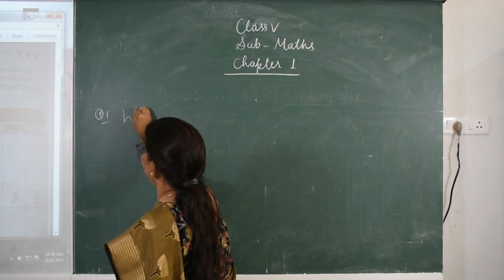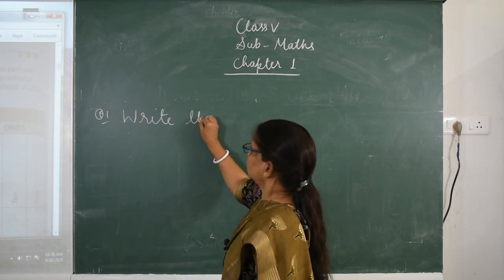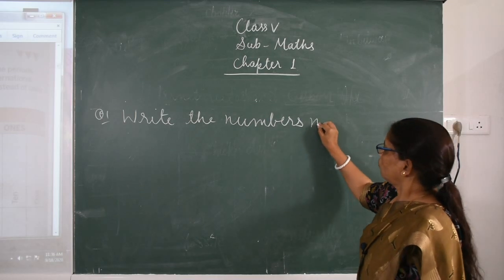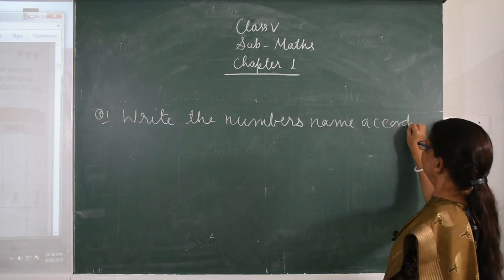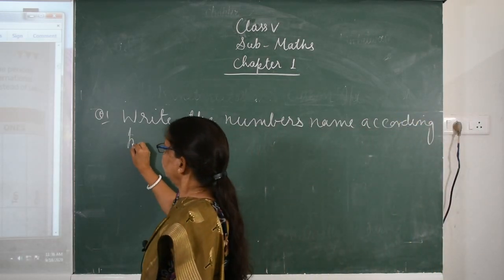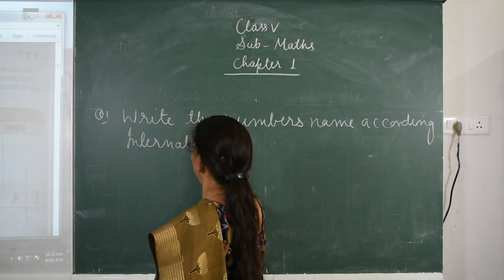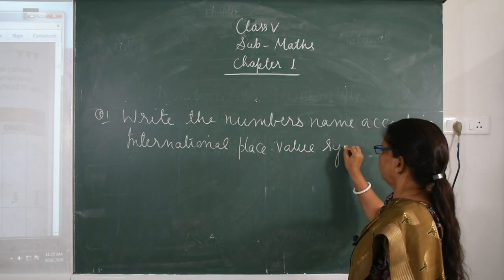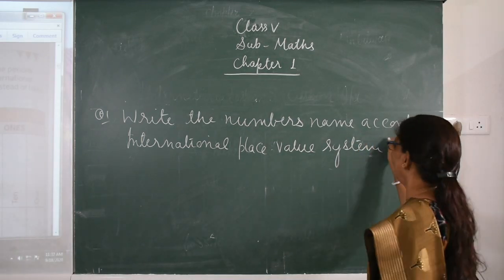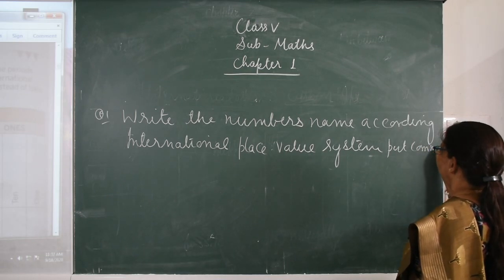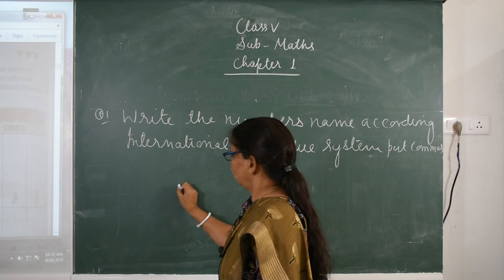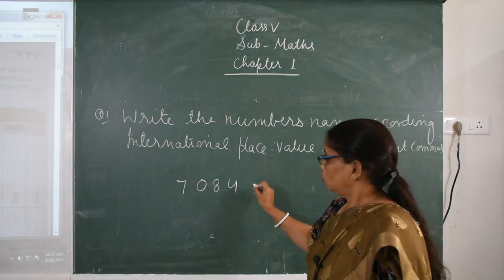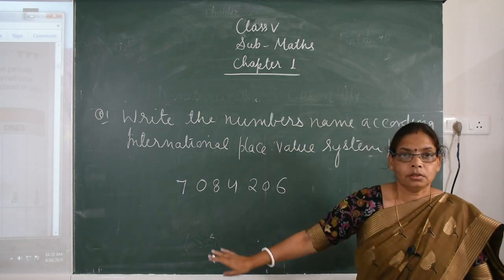So next example, write the number names according to the international place value system and put commas. 7 0 8 4 2 0 6. So you have seen the number.